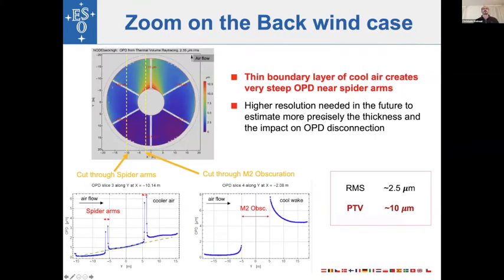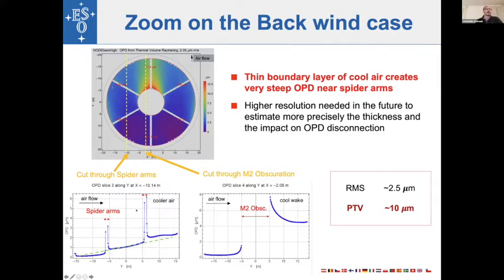Here I have taken one example where the wind comes from the back. This is the OPD map, and we have plotted two slices through the pupil in the direction of the airflow. One cut is through the spider arms, and the other cut is through the M2 obscuration. What we see conforms to what we expect from the physics. For instance, there is a very big variation of OPD due to the cold wake created after the M2 obscuration.